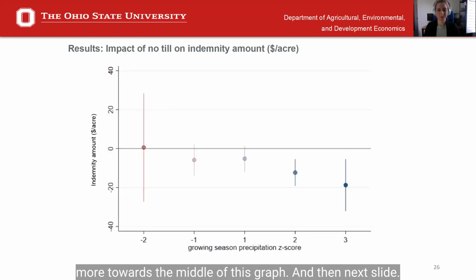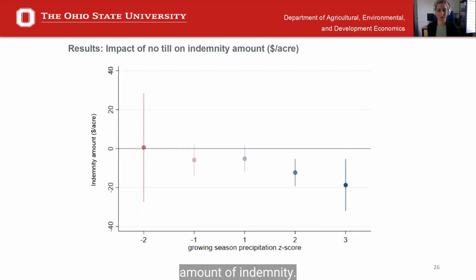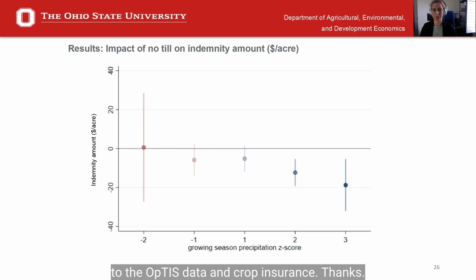And then next slide. And we see a sort of similar relationship on the amount of indemnity. Again, looking at the more positive precipitation z-scores showing excess rainfall, we see indemnities are much lower in counties with more no-till acres, to the tune of about $20 per acre. And then the relationship does sort of disappear as we move either to lower levels of rainfall or less extreme positive rainfall events. And so very excited to continue this work and continue this line of questioning as it relates to the OpTIS data and crop insurance.